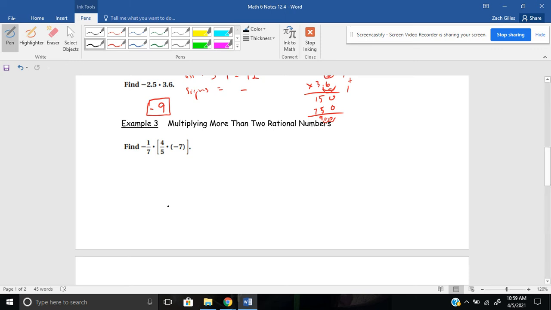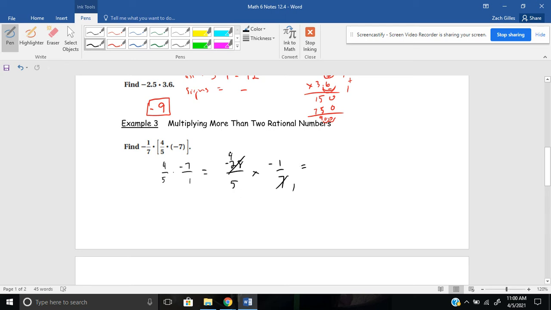Okay. Let's do our brackets first. So I have 4/5 times negative 7 over 1. Okay. When I do that, I get negative 28/5. And then I need to multiply that by negative 1/7. Okay. I can definitely simplify here first. Divide by 7 on top and bottom, I get 1/4.